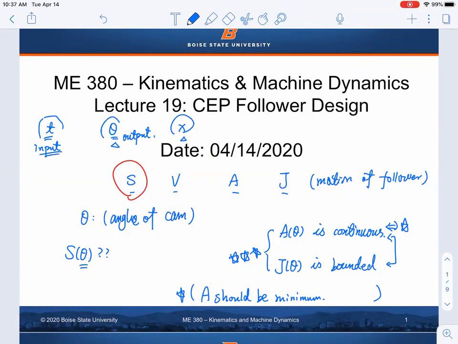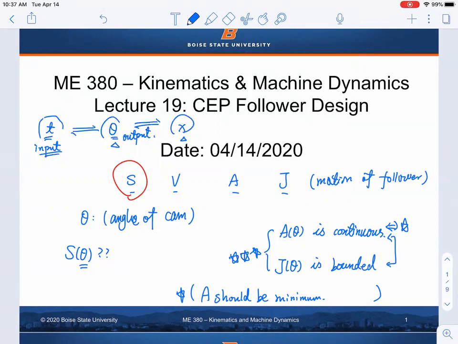So the tricky thing is, how can we transfer information between these 3 domains? That's the challenging part of CAM design. Once you understand these, then the other part is just solving linear equations.